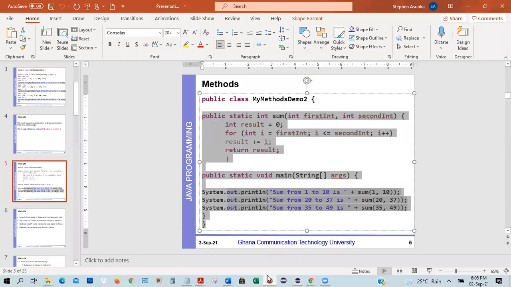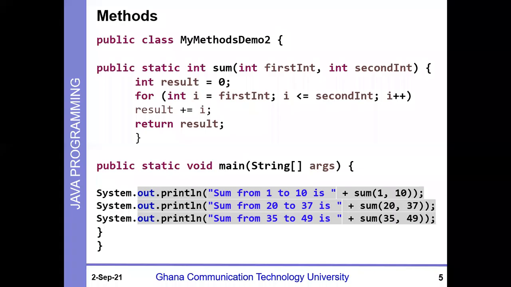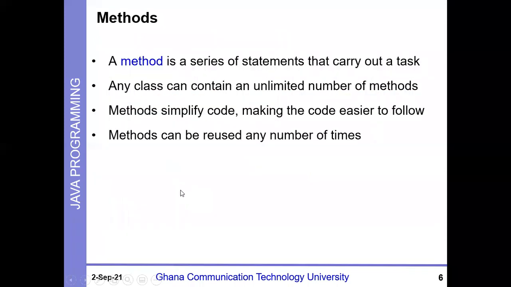So now what we're going to talk about is that a method is a series of statements that carry out a task. A class can contain an unlimited number of methods, or you can have as many methods as you want. They tend to simplify the code. Methods simplify code, and they can be reused any number of times. Once you've created it, like I'm using the sum over and over again, you can use it as many times as you want.